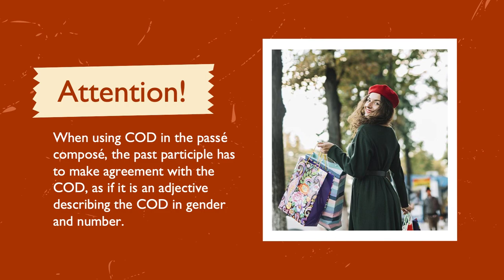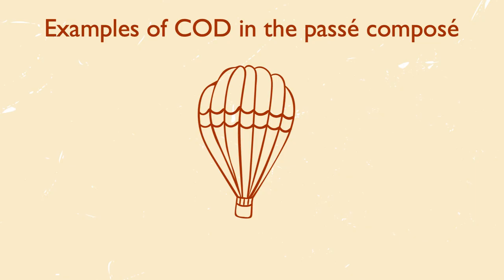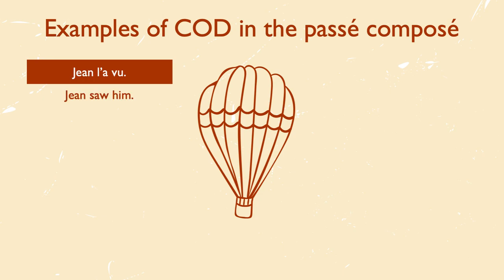Attention, when using COD in the passé composé, the past participle has to make agreement with the COD, as if it's an adjective describing the COD in gender and number. Examples of COD in the passé composé: Jean l'a vu. Jean saw him. No agreement is made because the COD is masculine and singular, so we don't add anything to vu.